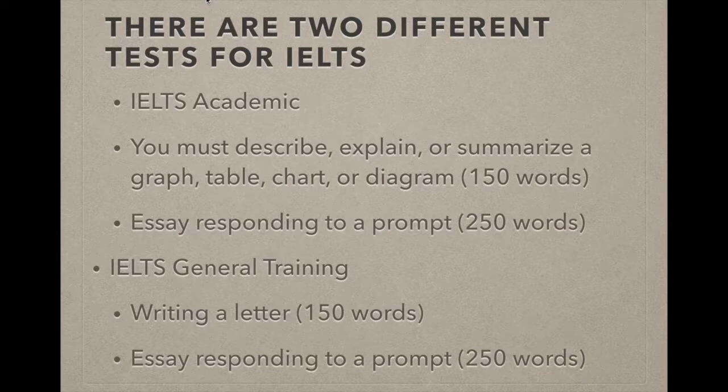general training. So for the IELTS academic test, you must describe, explain, or summarize a graph, table, chart, or diagram, or sometimes a combination. And then for the second part, it's an essay responding to a prompt. Okay. IELTS general training is writing a letter for writing task 1, and writing task 2 is also an essay responding to a prompt.